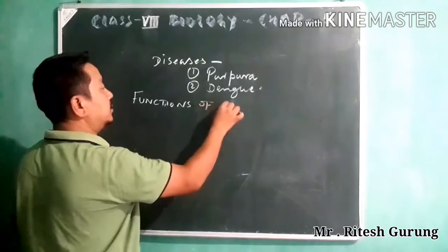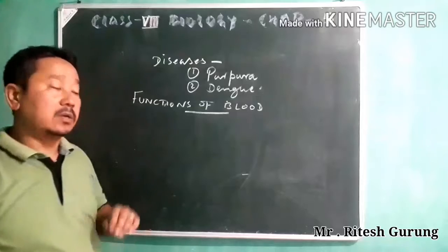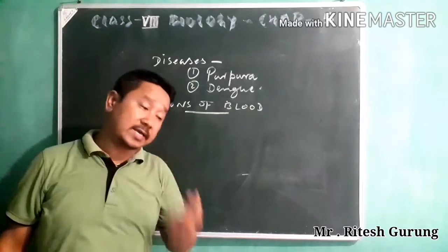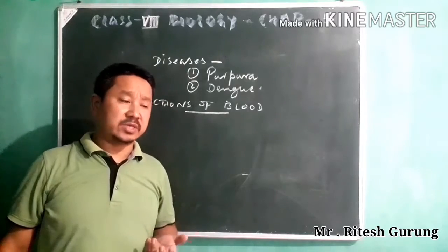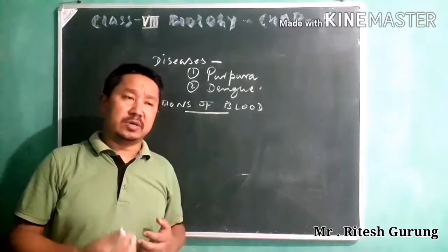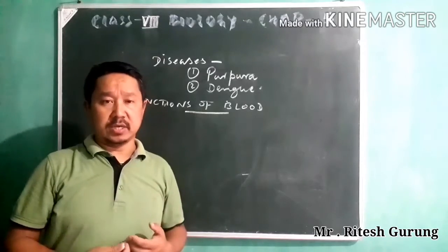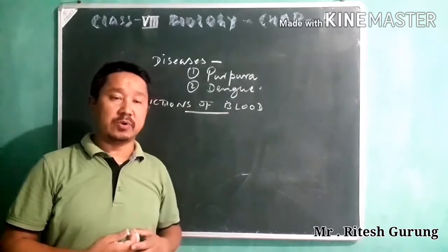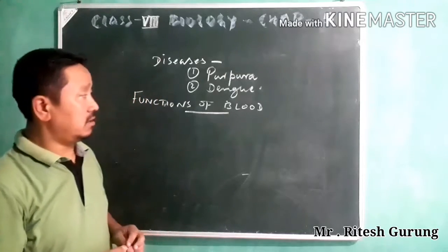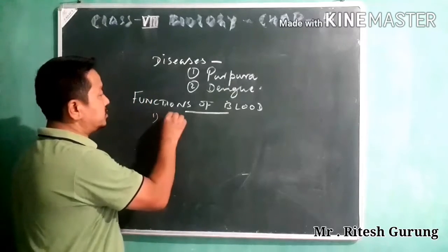Functions of blood. Okay, what are the functions of blood, or why is blood important? It's very important that you all know, because all the transporting functions and circulating functions in the body are done by this blood only.